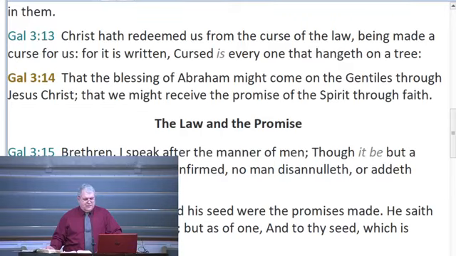the Spirit through faith. The last word, the third word translated redeem in the New Testament, is different entirely. We had agorazo, to buy in the marketplace, ex agorazo, to buy and take out of the marketplace.